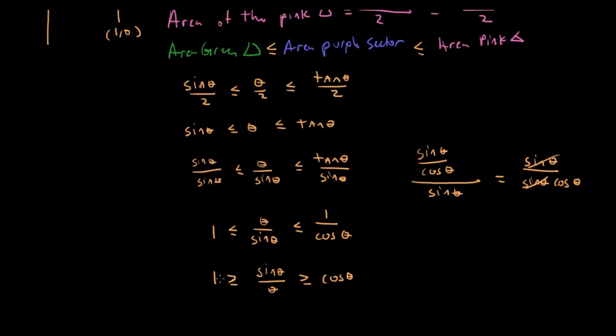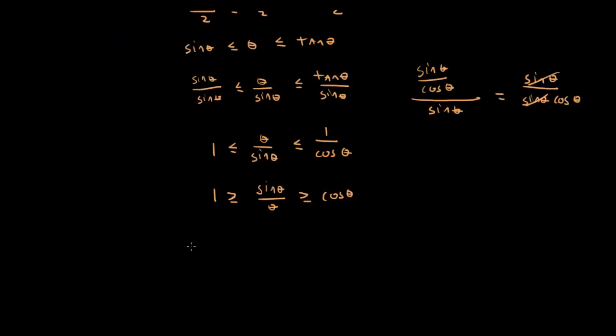Almost there, guys, I promise. Now I have sine theta bounded between two functions, between the constant function 1 and cosine theta. Now let's look at the limit of each of those. Look at the limit as x approaches 0 of 1. What does that equal?